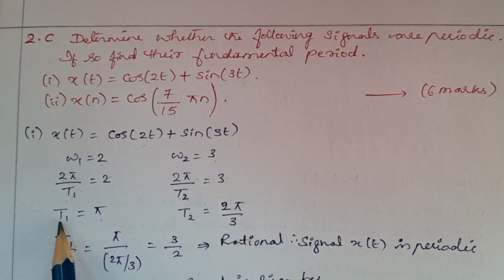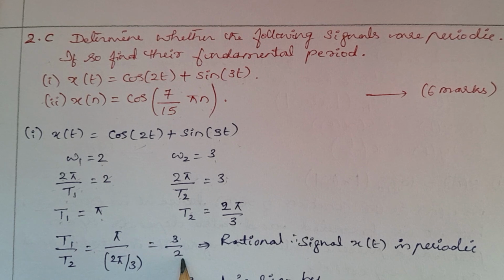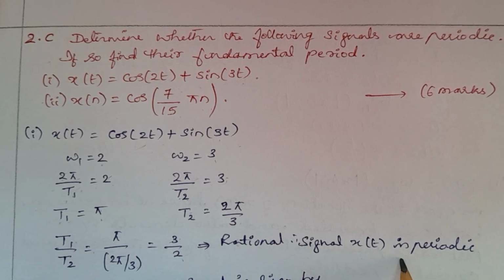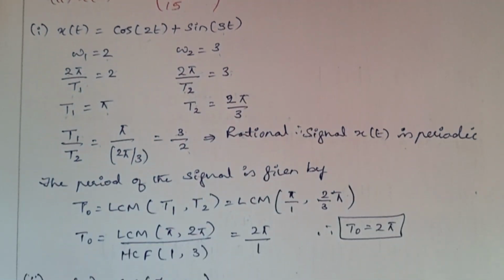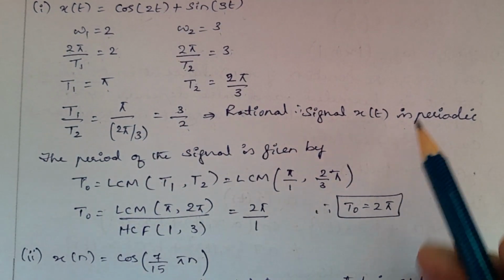Then find the ratio between T1 and T2. T1 by T2 equal to pi divided by 2 pi by 3, we get 3 by 2. So this value is a rational value. Therefore the signal x of t is periodic. So this signal is periodic.